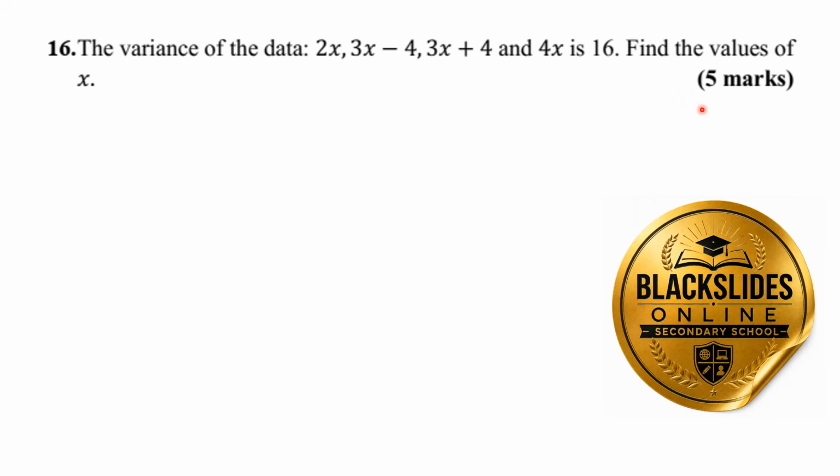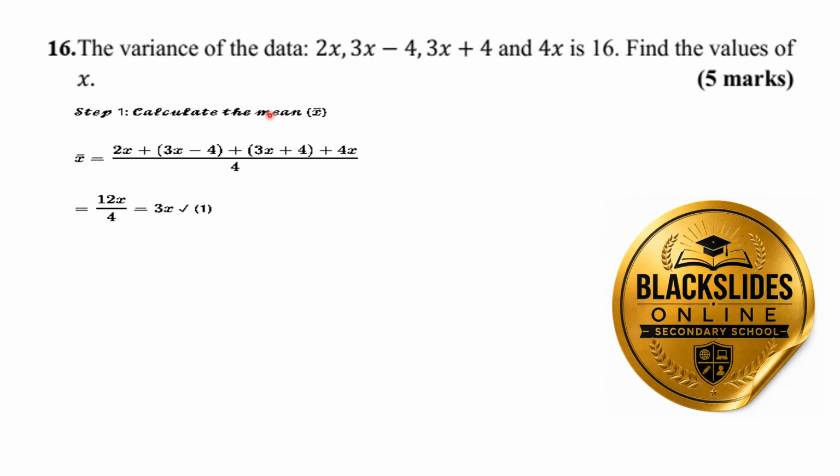Find the values of x. So first of all, we calculate the mean. Mean is average. Just add this up and divide by 4. So the mean, which is the average, is going to be 3x, making sure I simplify accordingly and divide by 4.